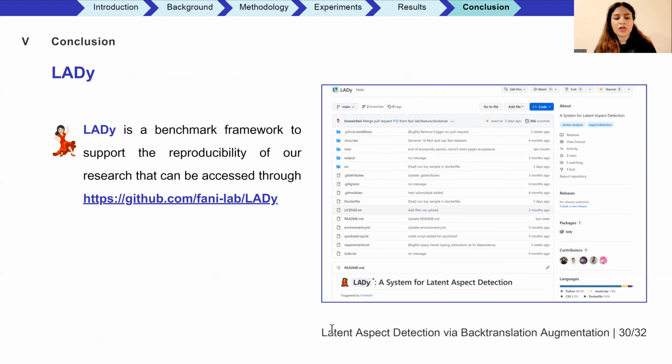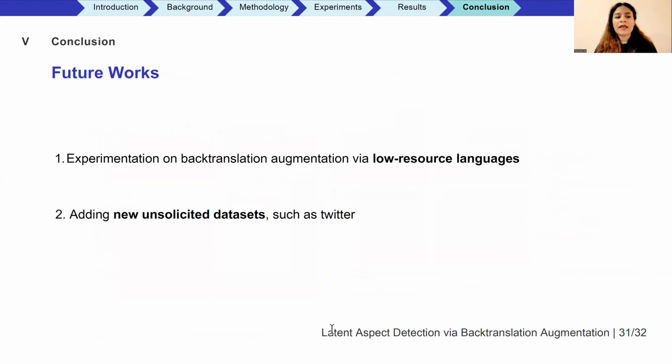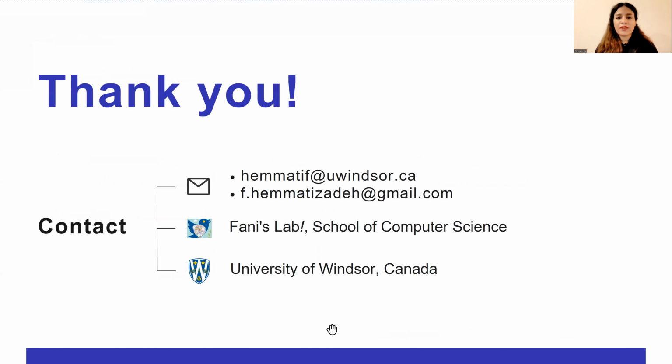You can give it a try by using this link. As future work of this research, we will experiment with the back translation augmentation on lower resource languages, as we think they can add more to English, and we will also add new unsolicited datasets such as Twitter or other social media. Thank you for listening.